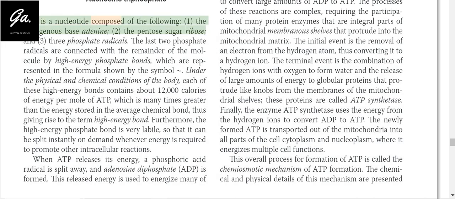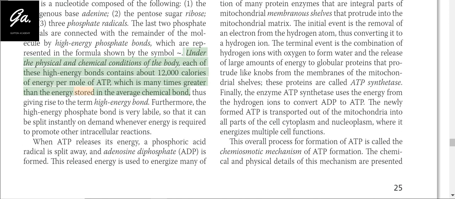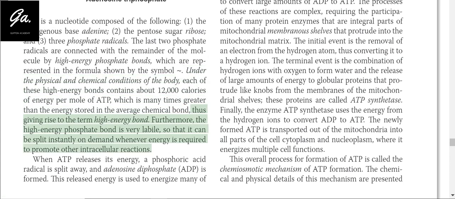ATP is a nucleotide composed of the following: the nitrogenous base adenine, the pentose sugar ribose, and 3 phosphate radicals. The last 2 phosphate radicals are connected with the remainder of the molecule by high-energy phosphate bonds, which are represented in the formula shown by the symbol. Under the physical and chemical conditions of the body, each of these high-energy bonds contains about 12,000 calories of energy per mole of ATP, which is many times greater than the energy stored in the average chemical bond, thus giving rise to the term high-energy bond.